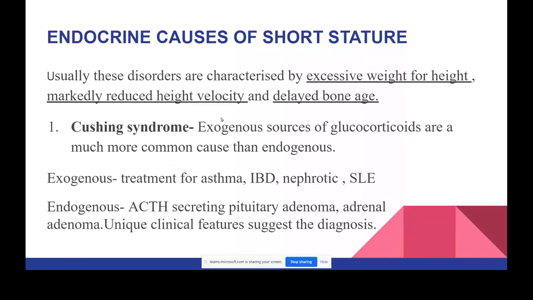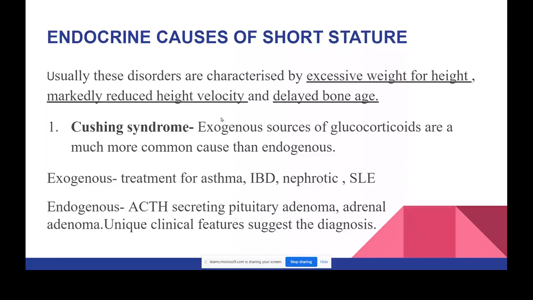And number two is the endocrine causes of short stature. What are the endocrine causes? Usually, these disorders are characterized by, not always, but usually they are short. But if you look at their weight for height, there is an increase, because they are short, but they are chubby. Excessive weight for the height is there. And then they have a markedly reduced height velocity as well as delayed bone age.